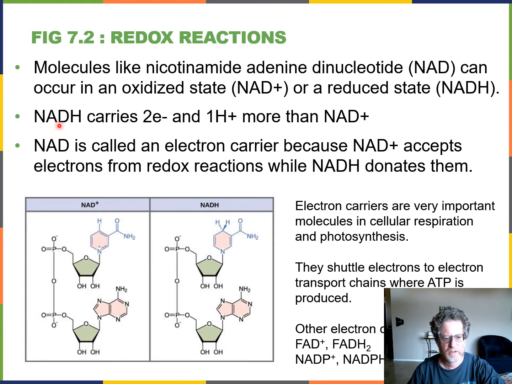Okay, so that's what they're telling you here. NADH carries 2 electrons and a proton more than NAD positive. So it's called an electron carrier, it keeps flipping back and forth between a low energy oxidized state and a high energy reduced state. And if you look carefully, you can say, well, where is that hydrogen being carried? And they show it right here. Okay, so here's a low energy oxidized state where it's missing that second hydrogen. And here's the high energy reduced state where you can see two hydrogens right there.